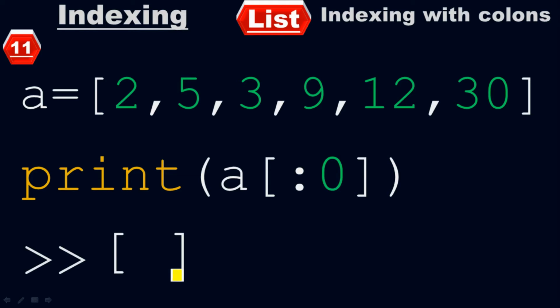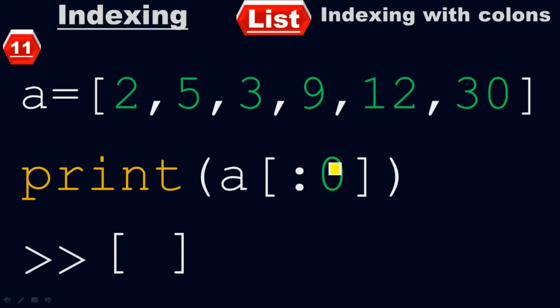Because remember, on the right of the colon, whatever value you have, the last value is not counted. The last indexing value is excluded. You have to go before the last value. For example, if you have 0 indexing, which means that 0 is not included, therefore we don't have 2 here. We have an empty set. If you have 1 here, then 1 is not included. Just before 1, everything is included, but 1 is not included. So you will get 2 here.